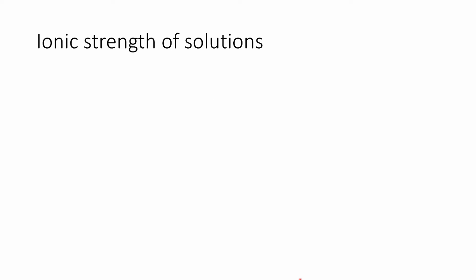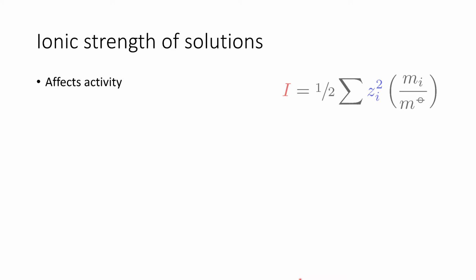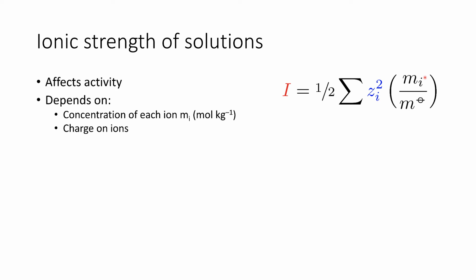We need to now consider the ionic strength of solutions. The ionic strength affects the activity, so the stronger the ionic solution is, the more it affects that activity. The ionic strength can be found simply by summing up the square of all the charges multiplied by the concentration. This is simply a formula that we use to calculate ionic strength. It depends on the concentration of each ion, moles per kilogram again, remember, but it also depends on the charge on the ions themselves. This can have a great effect depending on what ions and what concentration we're using.